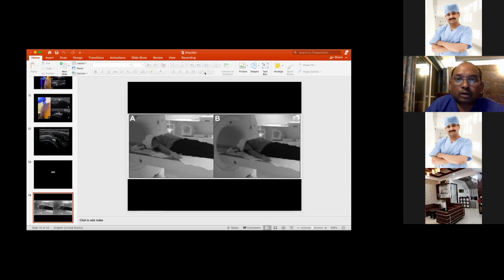Before we start on the MRI, if anyone has any question based on the radiographic and ultrasound anatomy, we can discuss it before we move on to the MRI.